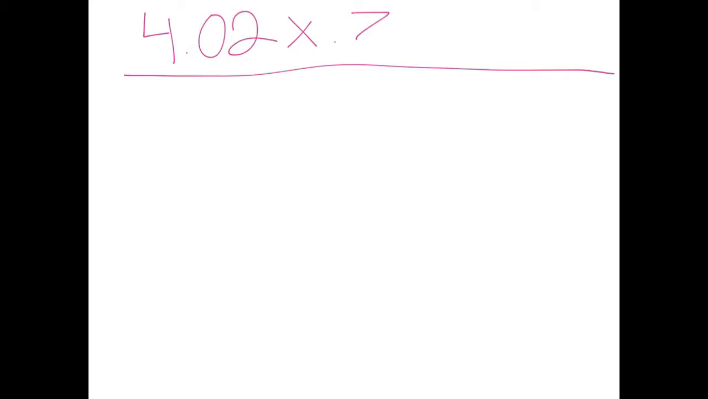The multiplication problem is 4.02 times 0.7. First, you want to write it vertically. You do not have to align the decimals with each other. Then, you solve like a normal multiplication problem.